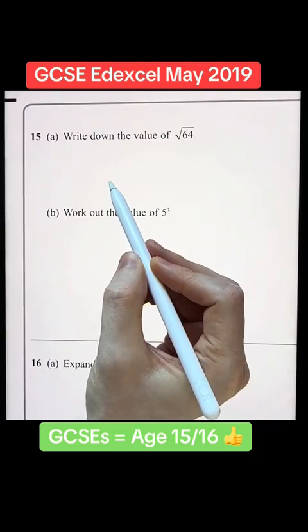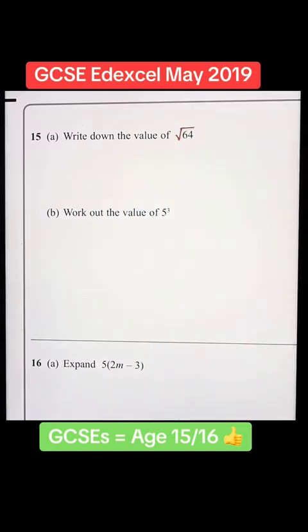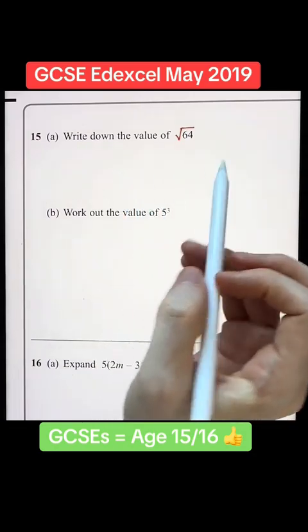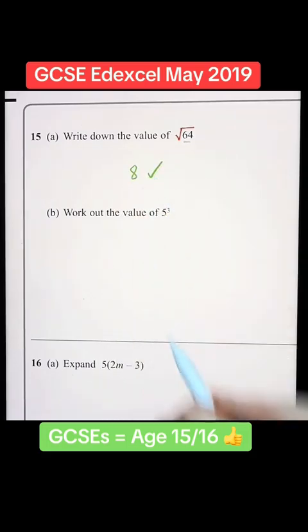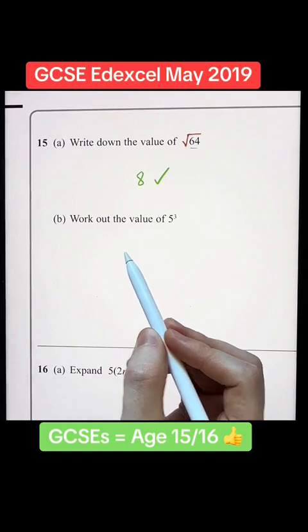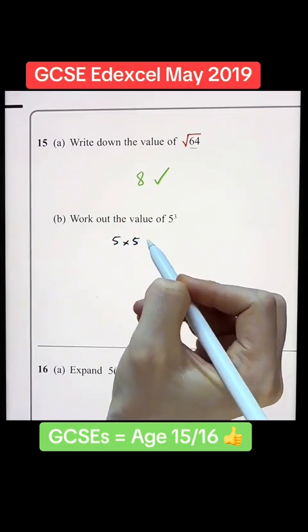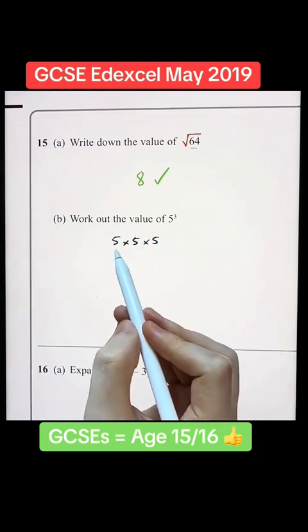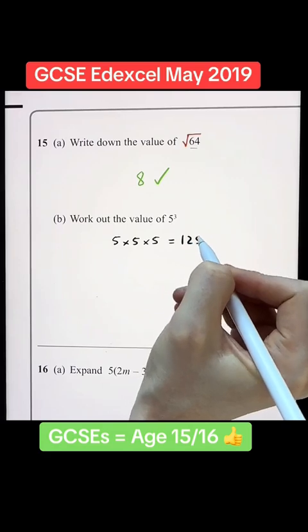Question 15. Write down the value of the square root of 64. That symbol that looks like a tick means square root. And square root means what number multiplied by itself gives you the number inside the root. In this case, our answer is 8, as 8 times 8 gives you 64. Part B. Work out the value of 5 cubed. Well, 5 cubed means 5 multiplied by itself twice. 5 times 5 is 25, and 25 times 5 gives us 125.